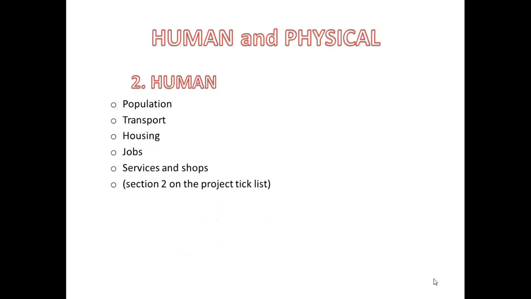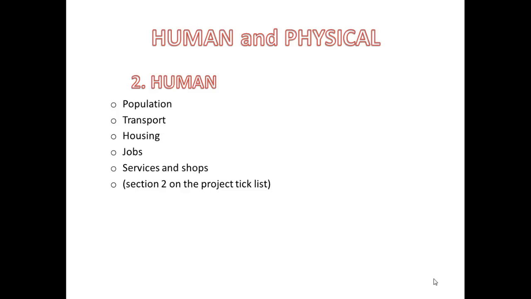Okay, the next 2 parts of being geographical are human and physical. This is how geographers divide geography up, and it is how geographers think about the world. So, to do a geographical project, you need to divide your project up into human and physical. Human geography topics might include population, transport, housing, jobs, services and shops.